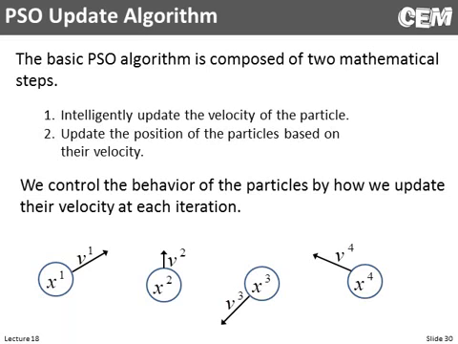So here's the basic update algorithm. There are two steps. We update the velocity of a particle based on the new velocity. That's where all the intelligence of the algorithm comes in, so that's probably the hardest step. After that, we just update the positions based on the new velocity. And that's it. We really control the behavior of the particles through how we update the velocity.